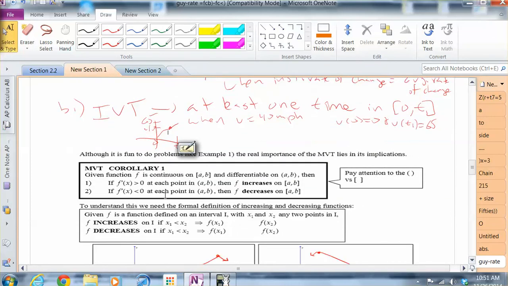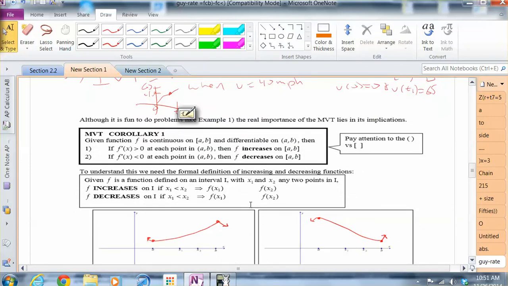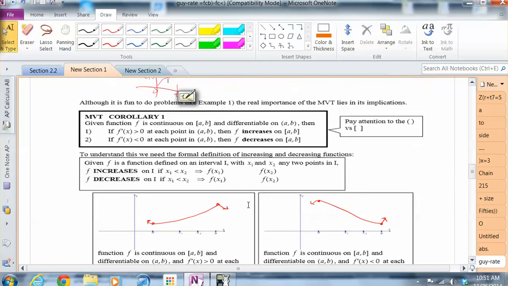Some other things we need to talk about. And this is kind of the real importance of the mean value theorem, and it leads to 4.3 really nicely. So we talk about MVT Corollary 1. Given that function f is continuous on [a, b], where a and b are included, and differentiable on the interior of a and b, then we can say that our derivative is going to be greater than 0, or positive, at each point in (a, b) if our graph is increasing on that interval.